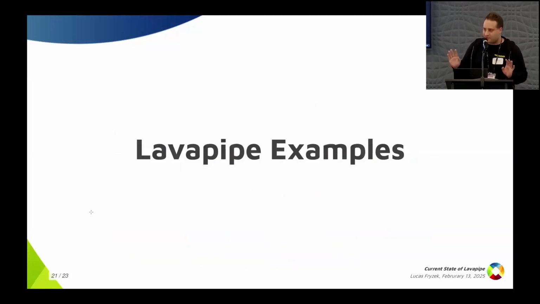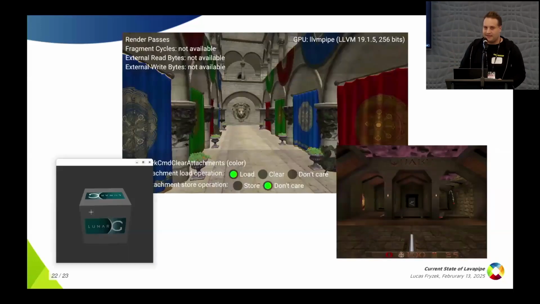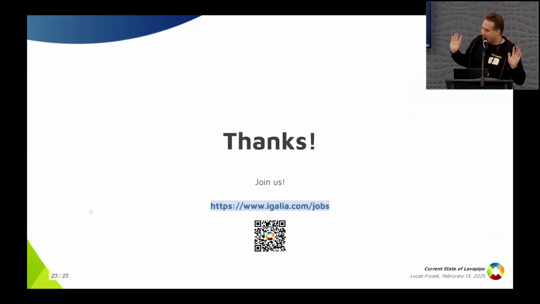Lastly, I'm going to just show some examples. Got a few scenes here. These are all running in real time on my development laptop. You have the VK cube, VK sample, and most importantly, which does run in real time using software rendering as it should, VK Quake. And that's it. Thank you very much for your time.